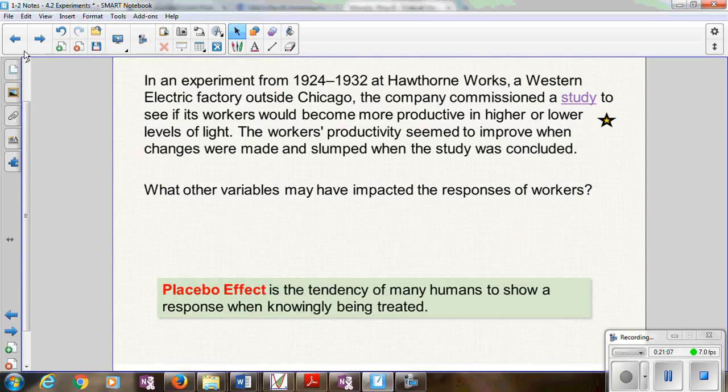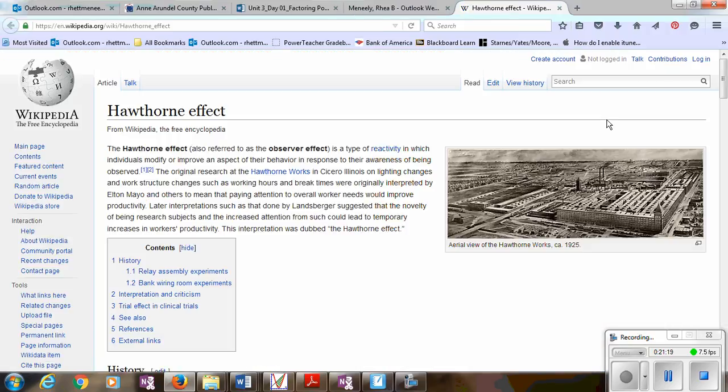So many of you are familiar with the placebo effect. Well, the Hawthorne effect is when this effect was first discovered or accredited. And I'm going to pull up the website. The Hawthorne effect is basically the natural tendency of humans to react when they're being observed. Especially in a situation where you're looking at worker productivity, any change in the environment, if the workers know that they're being studied, may increase their productivity.